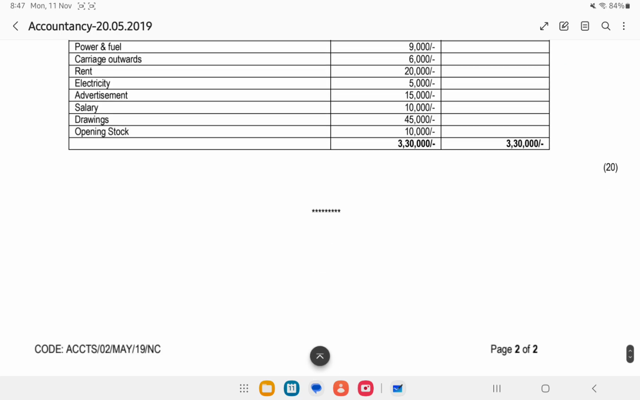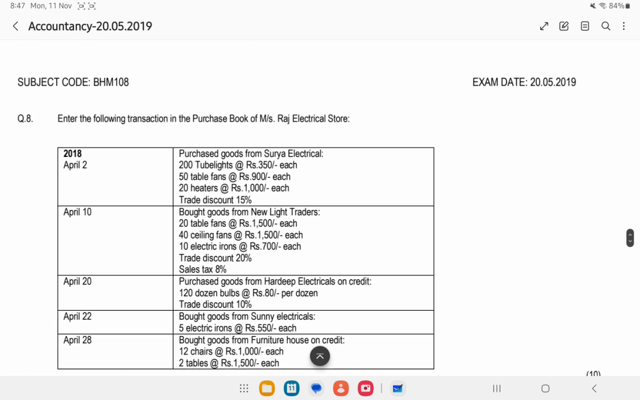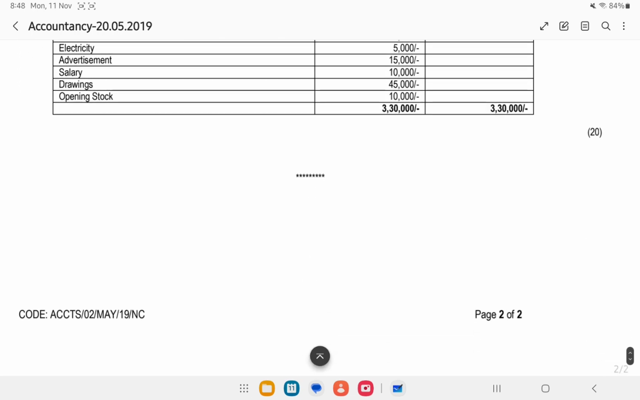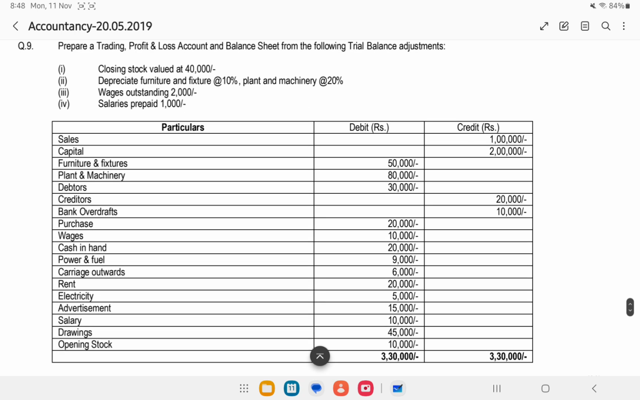So we can expect these kinds of questions from the normal accounting side. But what else does your syllabus have? It has hotel accounting also. Since hotel accounting was another paper, in the next video we will see what we can expect from the hotel accounting side.